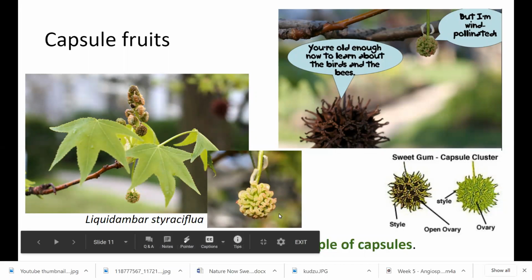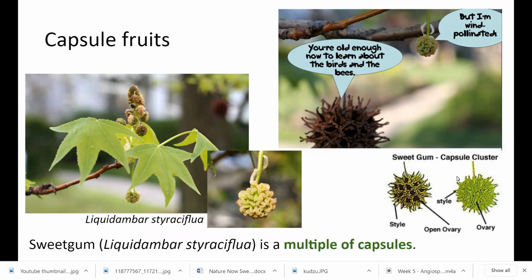So you can see this developing here on this small center inset photo, right? That we have multiple carpels. And so on the fruit on the right, these are the fruits that you may be familiar with that look like this cluster of capsules. So you have open ovaries and multiple carpels together, right? The style or the little pointy parts of the sweet gum ball that we love to step on bare feet. And then the ovary is inside, and that's what opens and contains the seeds. And so it's really neat to see fruits at different stages of their development. But in this case, it's a multiple of capsules.